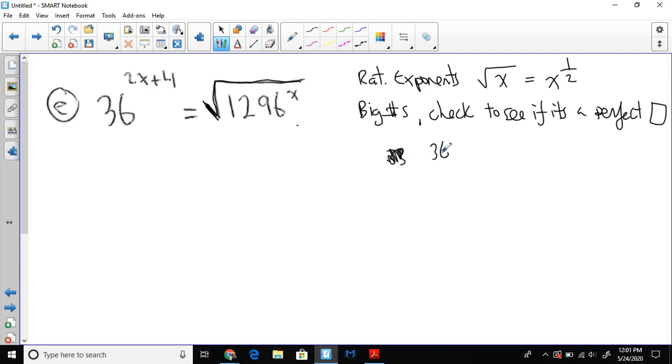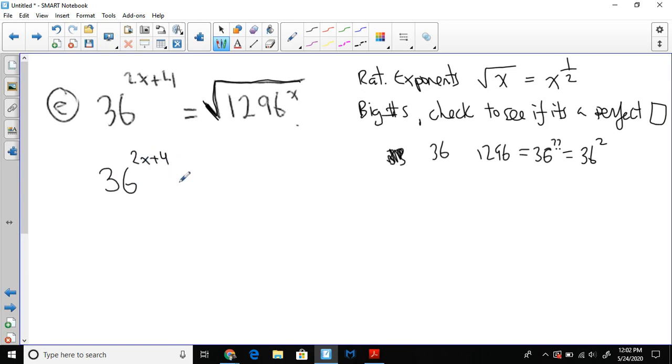So for example, if I have 36 and 1296, wouldn't it be convenient if this was 36 to the power of something? If I take out my calculator and try 36 squared, you're like, holy crap, oh my gosh. So this is actually 36 squared, okay? Which is good, which means I can change this base. So what we're going to do is change the base, but also rewrite this root with the appropriate fraction in the exponent, okay?